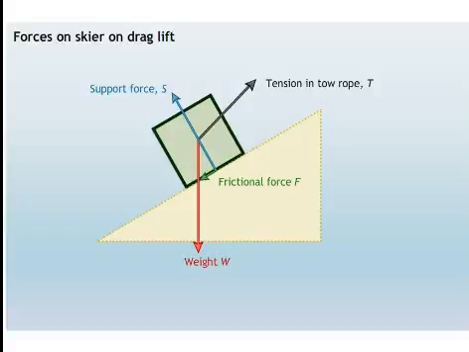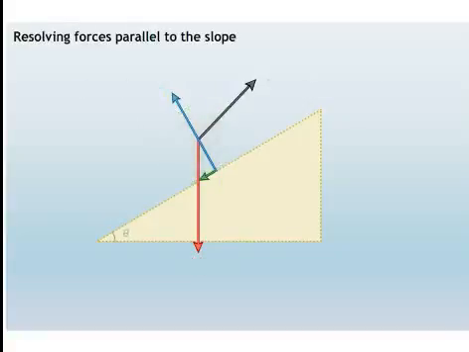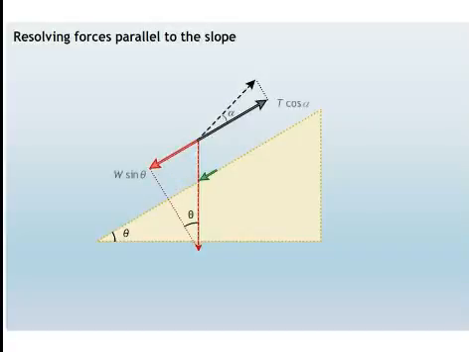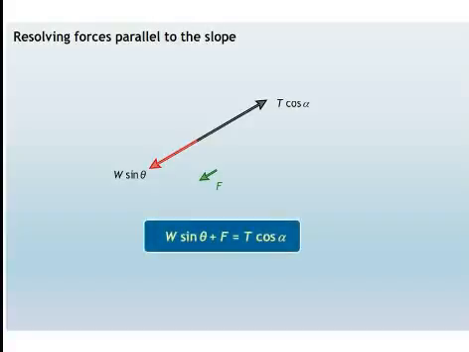Now resolve forces parallel to the slope. As the support force is perpendicular to the slope, it has no component parallel to the slope, so can be ignored when resolving parallel to the slope. Now draw the components of the forces parallel to the slope. As the skier moves up the slope at a steady speed, the forces are balanced. W sin theta plus F equals T cos alpha.